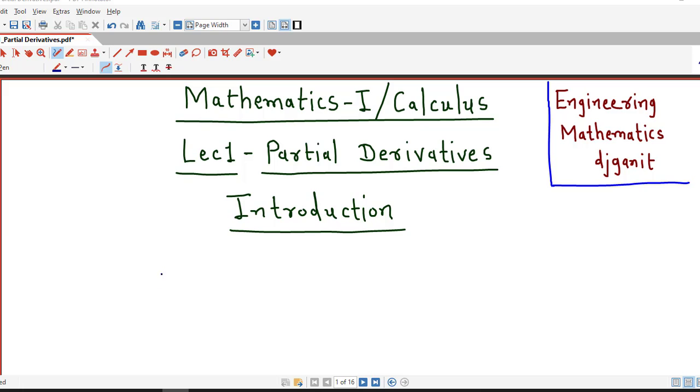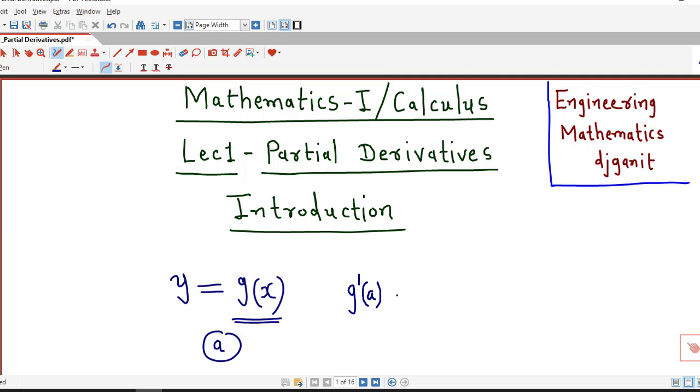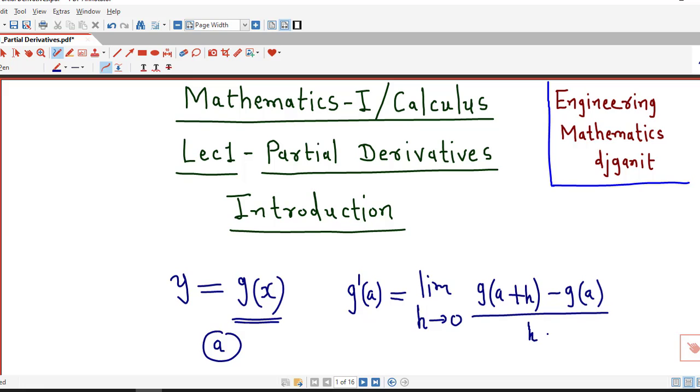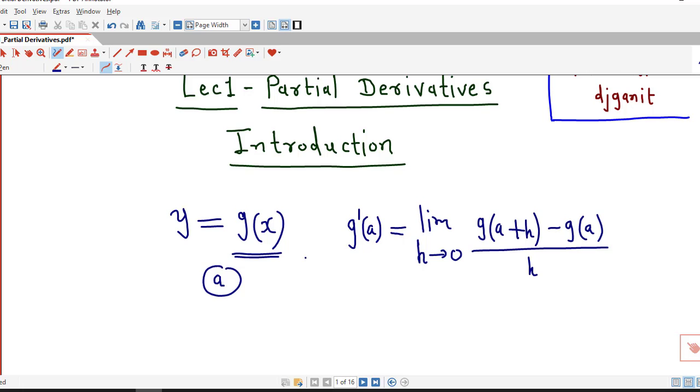You are familiar with derivative from your school. We know that if we have a function of only one variable, say y is a function of only one variable x, then the derivative of this function g(x) at some fixed point, say a, is denoted by g'(a) if it exists, and as we know it is defined using this limit: h tends to 0, (g(a+h) - g(a)) over h. So this is the derivative of a function of one variable.